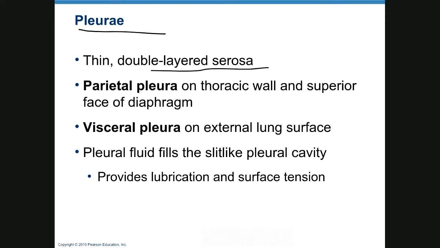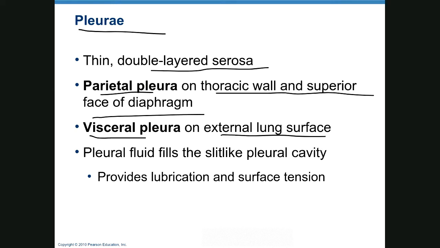Parietal pleura is the thoracic wall and the face of the diaphragm. It's a little serosa lining on here. And then the visceral pleura is actually the external lung lobe. And there is a potential space that's filled with a little bit of fluid and creates surface tension. The only thing that holds the lung to the thoracic wall, that keeps it from collapsing, is that surface tension.